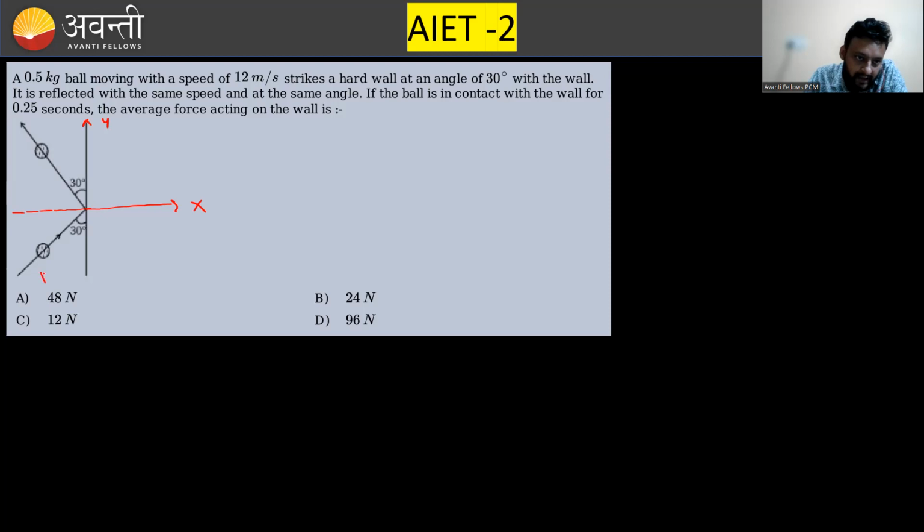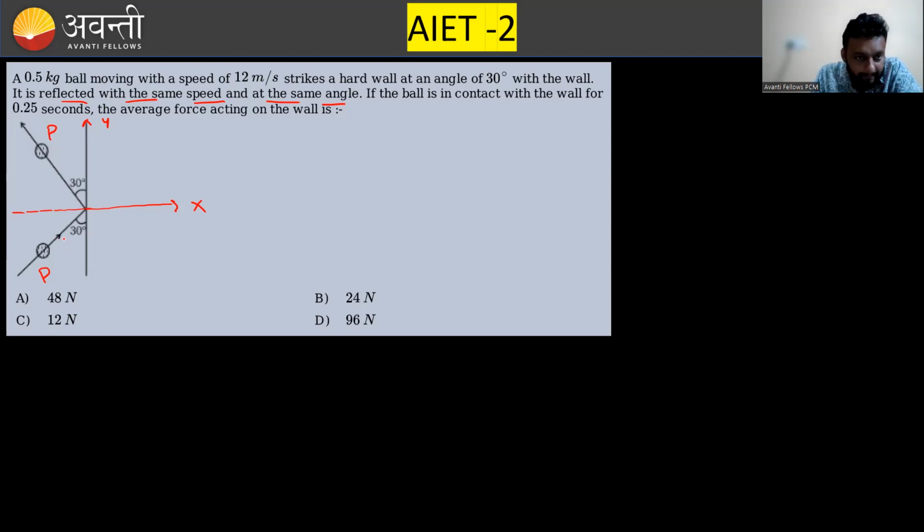Let's suppose ball has some momentum p while coming. And they say it is reflected with the same speed at the same angle. With the same speed, mass will also remain same of the ball. So the momentum of the ball going away is also p. Is it clear? Okay.